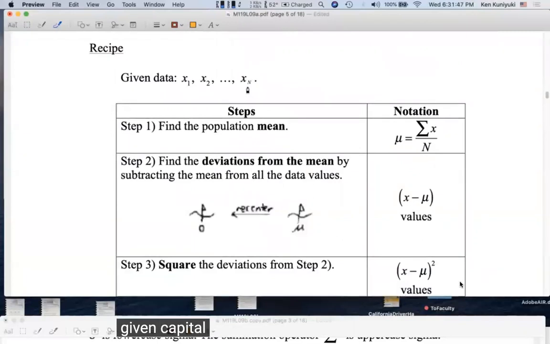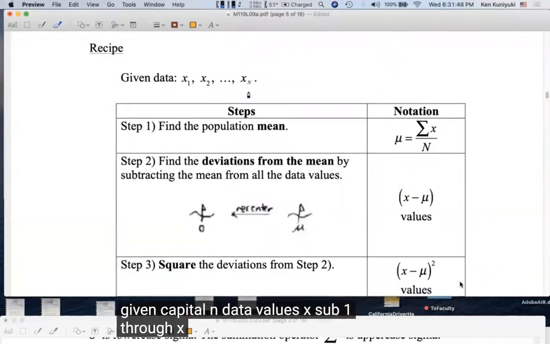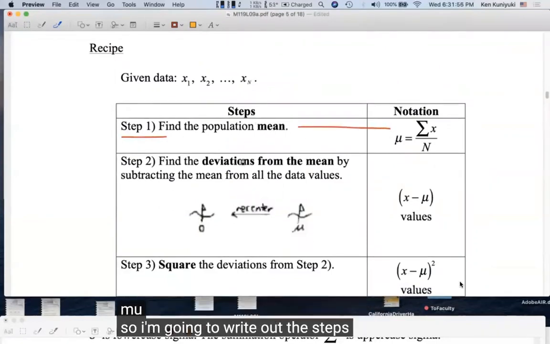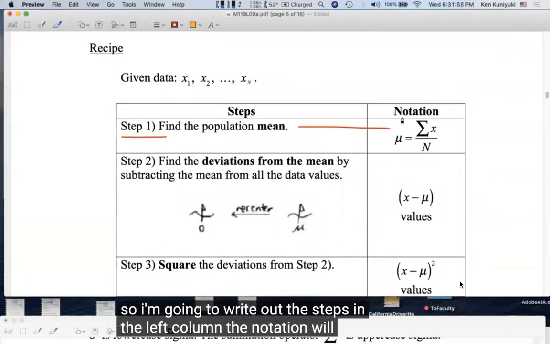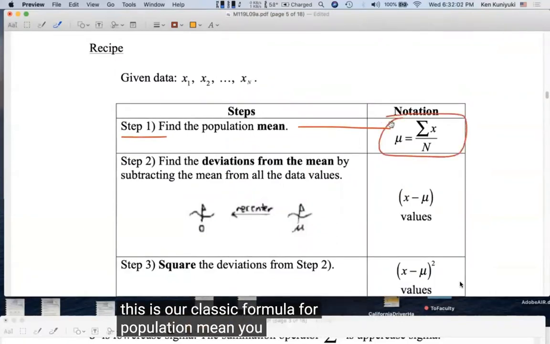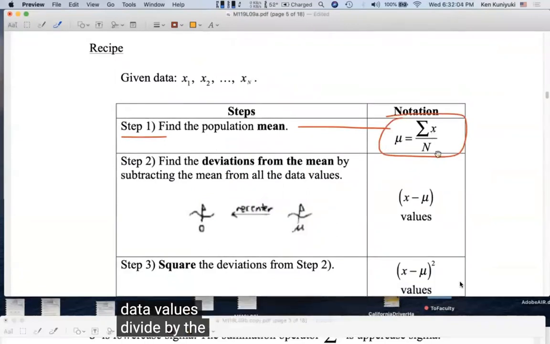Given capital N data values, x of 1 through x of n, step 1 is to find the population mean, mu. So I'm going to write out the steps in the left column. The notation will be in the right column. This is our classic formula for population mean. You take the sum of the data values, divide by the population size.